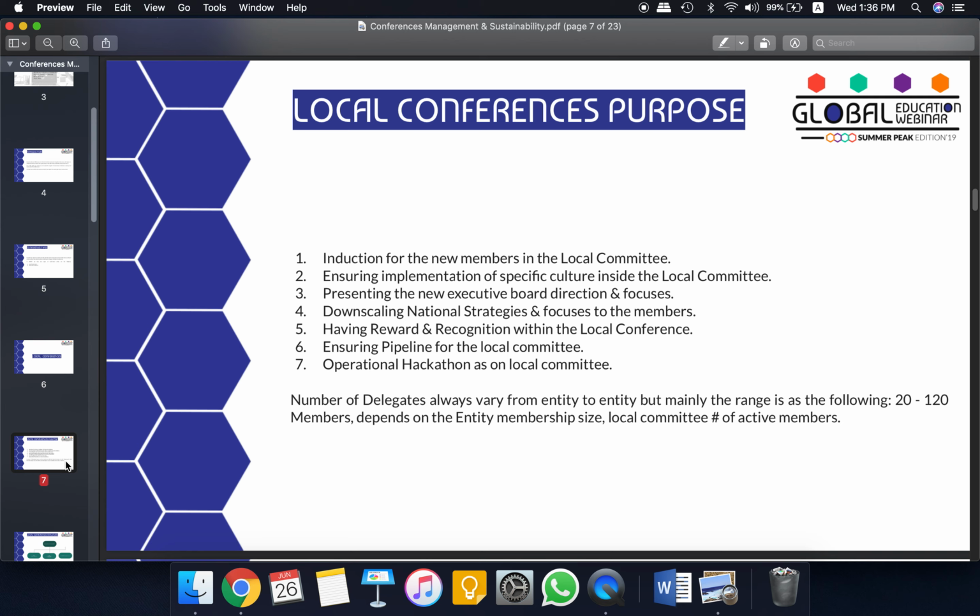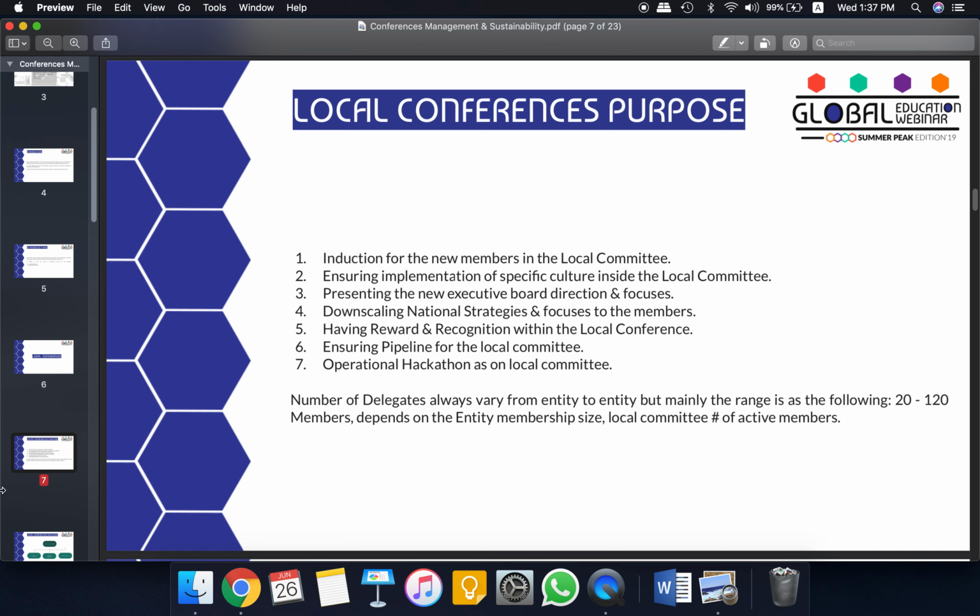The number of delegates is always different from one entity to another. It's mainly from 20 members, could be less, to 120 members. As I'm coming from AIESEC in Egypt, the local conference in Egypt was mainly from around 40 to 120 or 130 within the big LCs. And it depends, as I told you, on the entity membership, the local committee's number of active members.